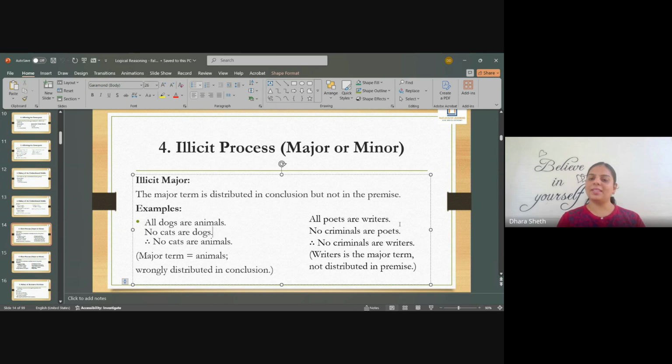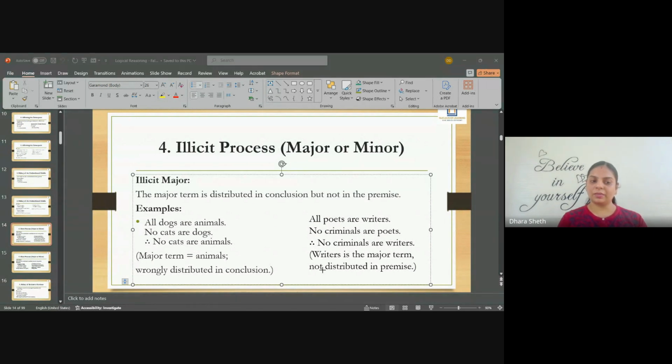Another example is all poets are writers and no criminals are poets. So no criminals are writers. Now criminals are not poets, but then there could be, apart from poets, other kinds of writers, screenwriters, story writers. And what if criminals are one of those? Then this will not be valid. Logically, if you think in terms of structure, writers is your major term. Writers is not distributed in the premise. So here when you say no criminals are writers, writers is distributed, which is wrong.